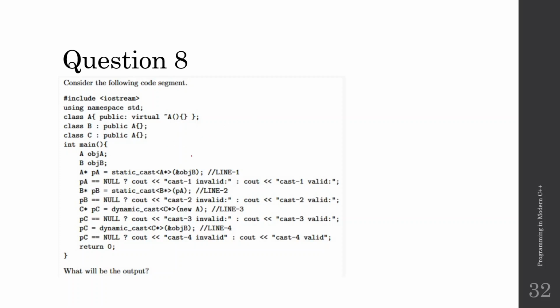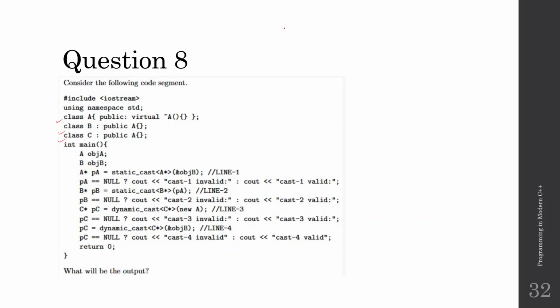Okay, so let us continue. Here we have three classes A, B, C, and again you can see in class A the destructor has been made virtual. Why is it so? Because again this dynamic cast works with polymorphic types. So to make a polymorphic type, the destructor has been made virtual.